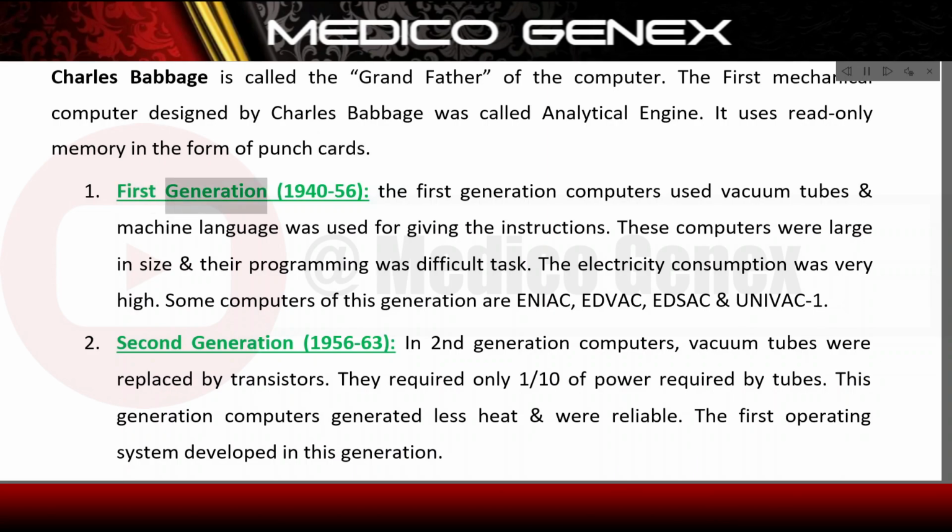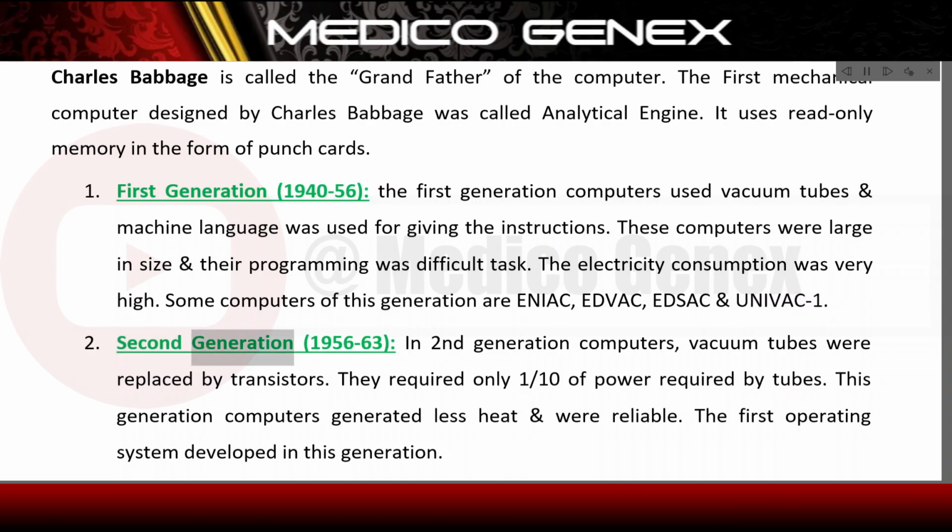First generation, 1940 to 56. The first generation computers used vacuum tubes and machine language was used for giving the instructions. These computers were large in size and their programming was a difficult task. The electricity consumption was very high. Some computers of this generation are ENIAC, EDVAC, EDSAC and UNIVAC 1.